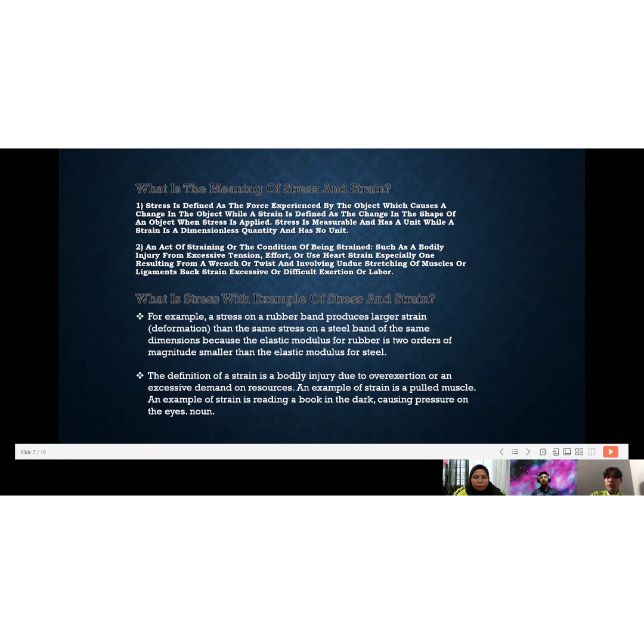The definition of strain is bodily injury due to overexertion or an excessive demand on resources. An example of strain is a pulled muscle. An example of strain is reading a book in the dark because of pressure on the eyes and nose.